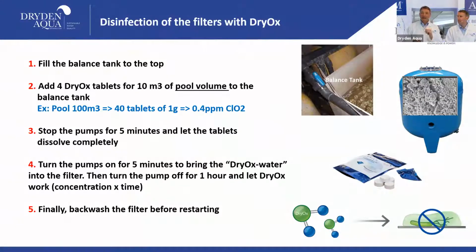If you put these 40 tablets, again, the 40 tablets come from the 100 cubic meter pool, 4 tablets per 10 cubic meters, but we don't put them in the pool, we put them in the balance tank. I would recommend you put 30 tablets in the balance tank and 10 tablets in the overflow gutter. And ideally you close the valve from the return line to the balance tank, so you fill up the channel pipes so it can really work inside.